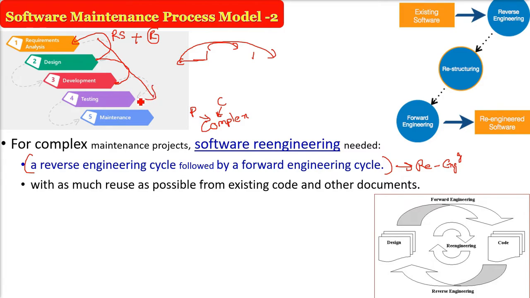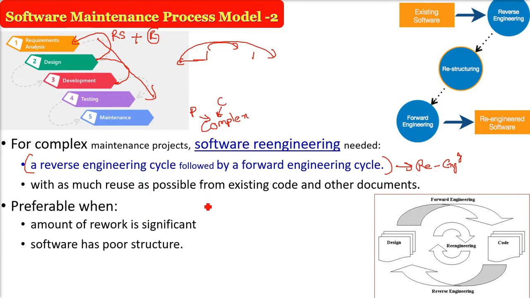Then you combine this with the present requirements, and then you go with the SDLCs, whichever you want to follow. This kind of software maintenance process model is preferable when the amount of rework is quite significant and the software has a poor structure. If the rework is significant, we cannot just do patchwork or fix the bug at a local point. We need to reverse engineer and find out the specification, and only then, with the new specification, do the proper application of software engineering principles, that is called the forward engineering cycle.